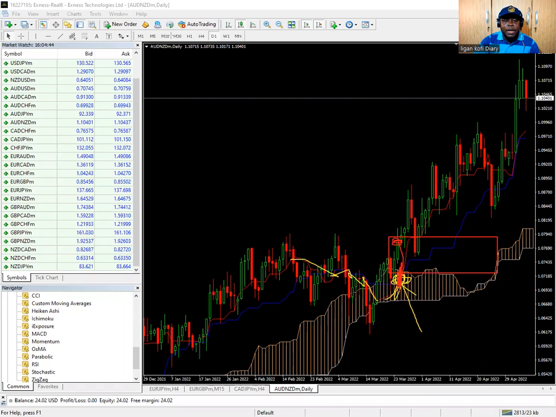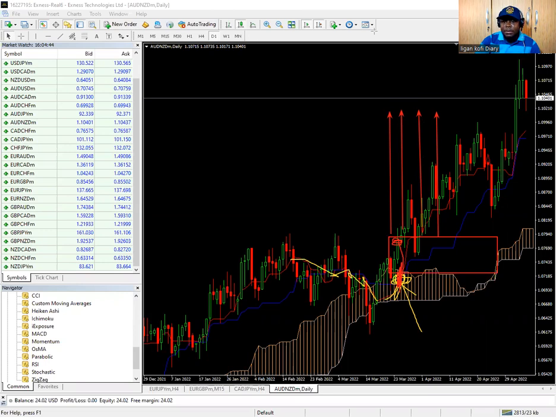So if you bought from here up, you agree with me that from here up would have given you profit, because the red line crossed the blue line up over here, which was on this candle. So since then, the trade has been up.